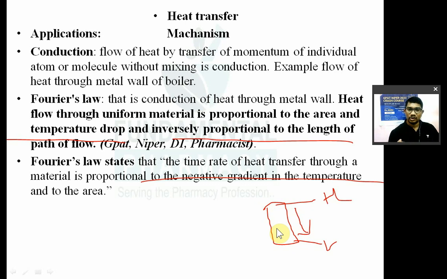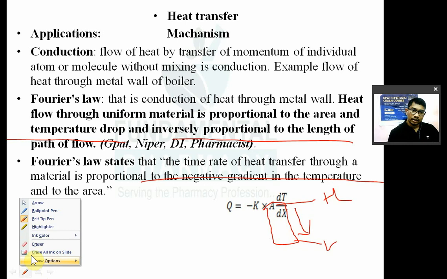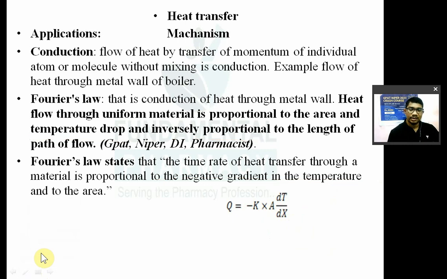So the rate of heat transfer will be higher if there is a higher negative gradient of the temperature and to the surface area. Okay, so that is Fourier's law. It is given by this formula: Q is equal to minus K into A into dT by dx. This is the formula for heat transfer by Fourier's law. Actually ये formula आपको नहीं पूछेगा भाई, but you should know. So Q is equal to minus K A dT by dx.